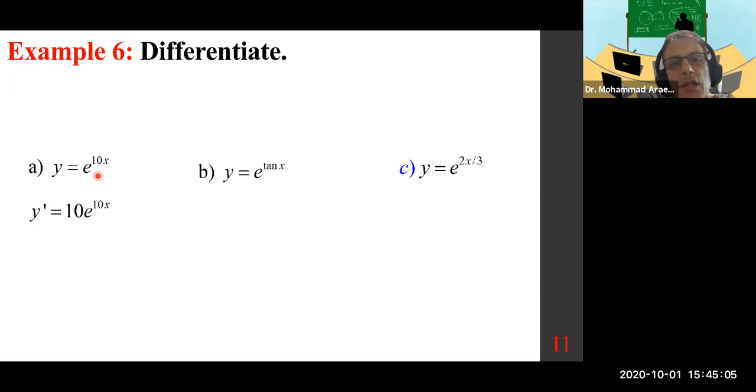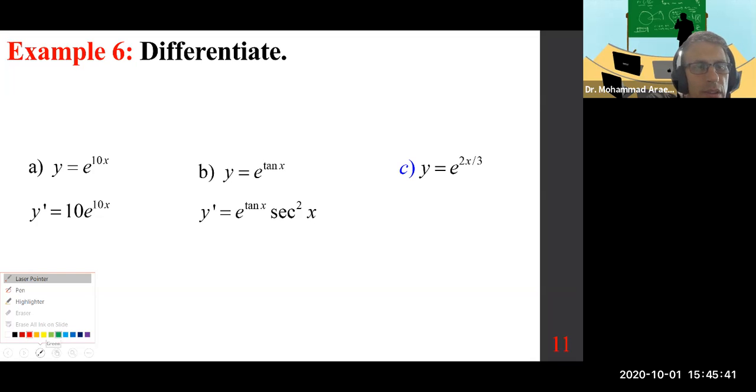Now, if I'm dealing with this, I say the answer is itself, e to the power of 10x, times, now what is the derivative of tangent? Secant squared, and I'm done. Now, whether you put the secant squared x in front or not, it makes no difference. Probably it's better to keep it in this fashion, because if x is sitting next to e, it may be confusing.